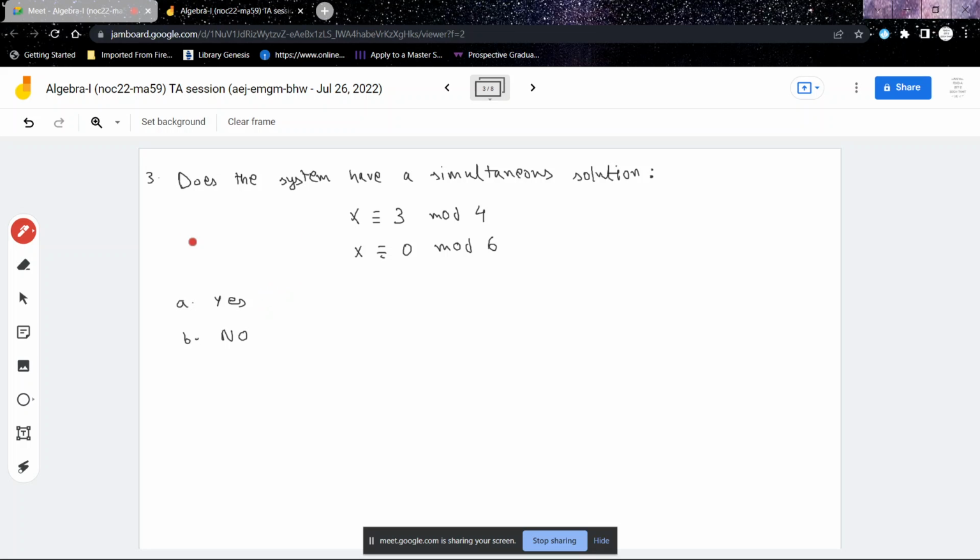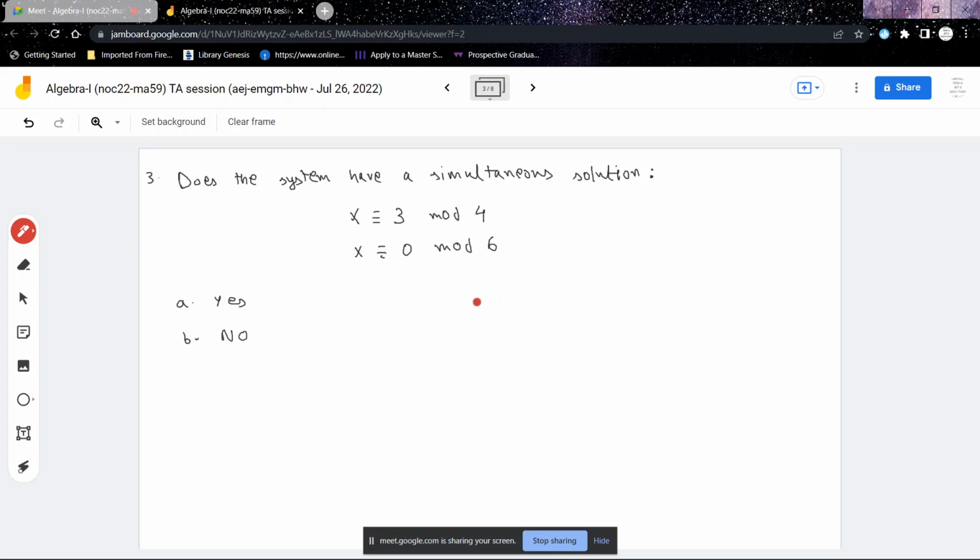This is about solving a simultaneous system of linear congruences. It says that you are given a system x congruent to 3 mod 4 and x congruent to 0 mod 6, and you are asked whether this system has a simultaneous solution or not. It's easy to see that it doesn't. The answer should be no, but let's see why.